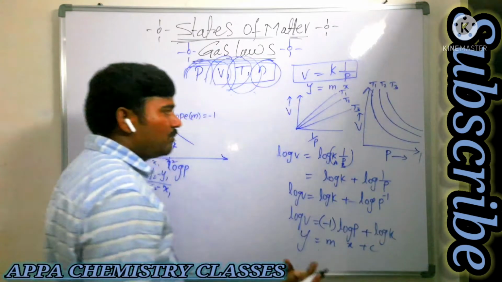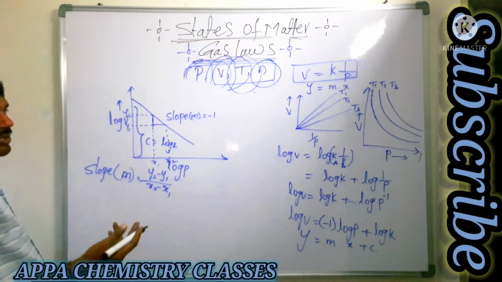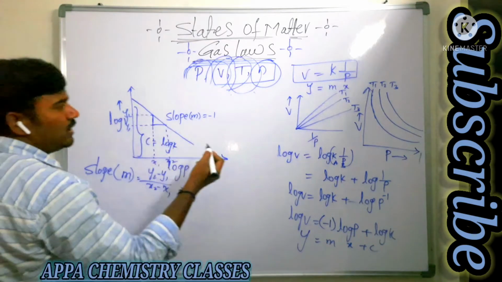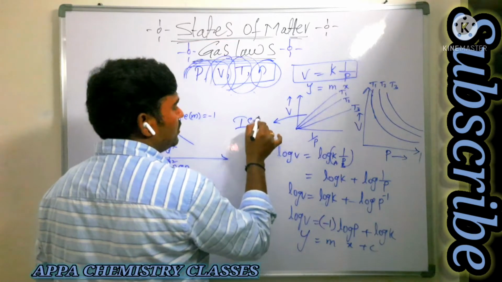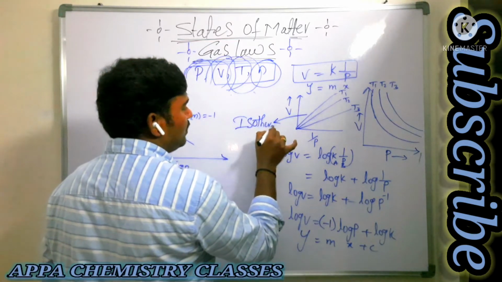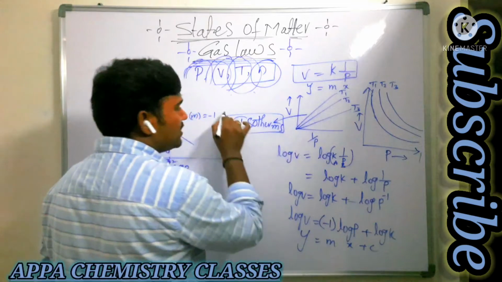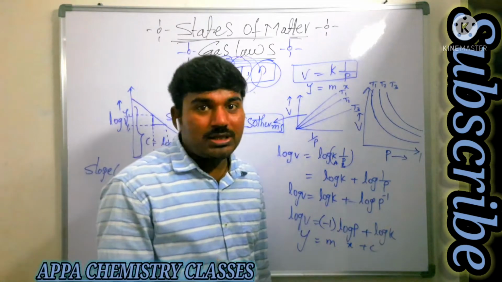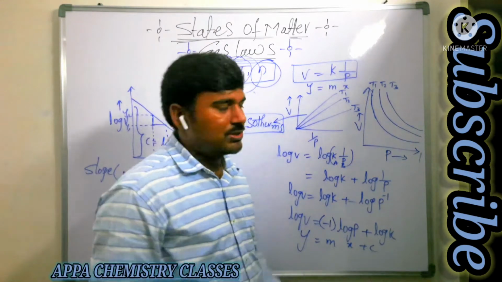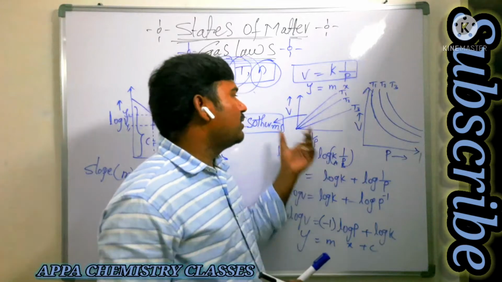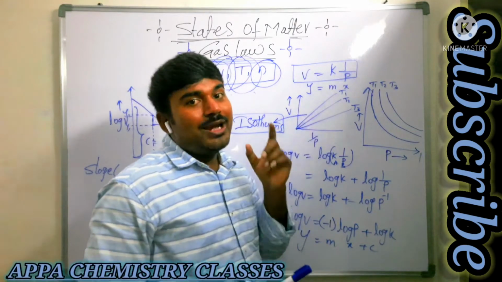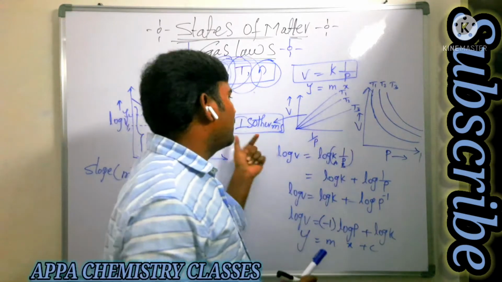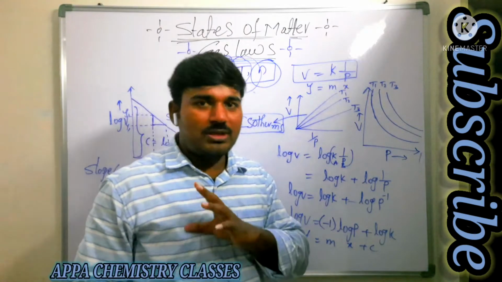So at constant temperature, whatever graphs I am getting, those graphs are said to be isotherms. The term is very important. What is meant by iso here? Same. Therm means temperature. Same temperature. The graphs plotted between pressure and volume, at constant temperature, are defined as isotherms. Is that clear?